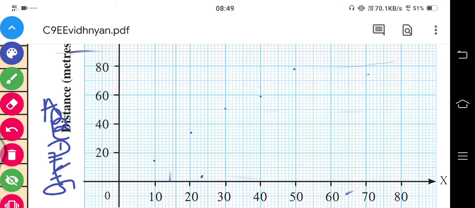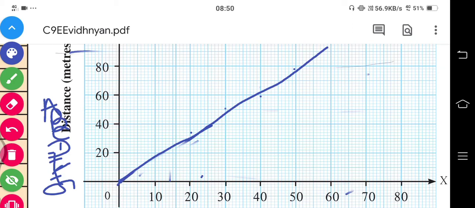Is it? So there is a straight line from here, is it? So that will be a straight line from here approximately. Okay, there is a straight line. What will the straight line indicate? Yes, the speed of the car.